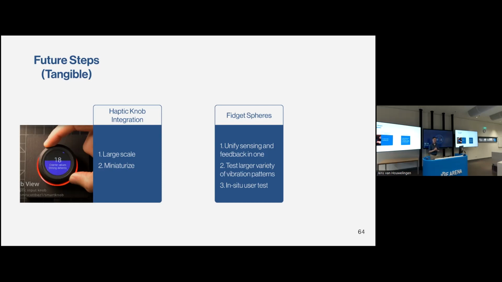And from the user test, we see we need to unify both the sensing and the response in one ball, test a bigger variety of vibration, and do it in context. Give it to someone for a day or a week so they can see what it's like in context. And that will better inform how to bridge this mental model and make sure the feedback matches how they interact with it.